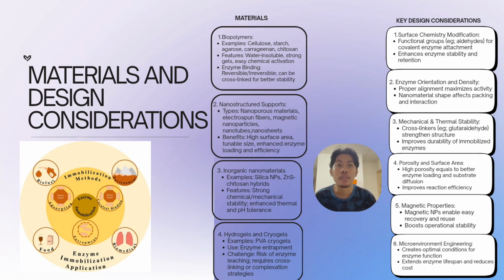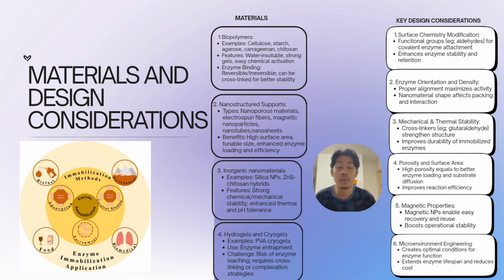The first one is surface chemistry modification. The second one is enzyme orientation and density. The third one is mechanical and thermal stability. The fourth one is the porosity and surface area. And number 5 is the magnetic properties. And number 6 is the microenvironment engineering.